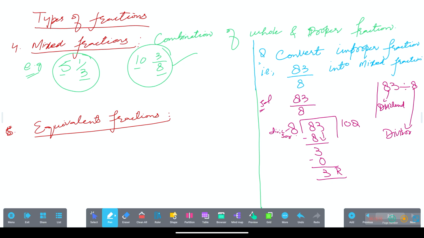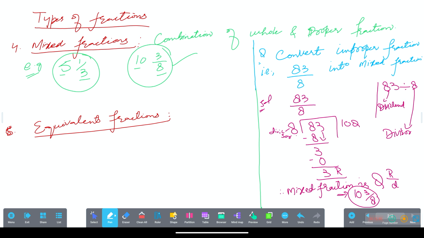Now, what is the mixed fraction here? Remember, a mixed fraction is always of the form Q, that is coefficient, R by D, remainder by divisor. Now, if we take coefficient R by D, what will be our mixed fraction? Coefficient is here 10, remainder is 3, by D is divisor 8. So this is the mixed fraction, which was our 83 by 8.